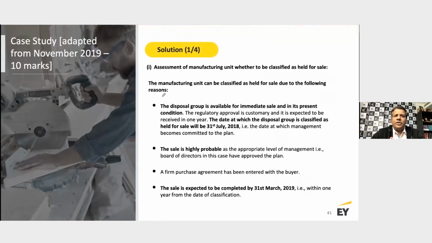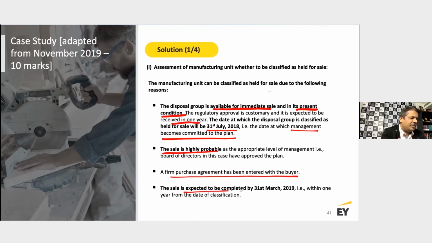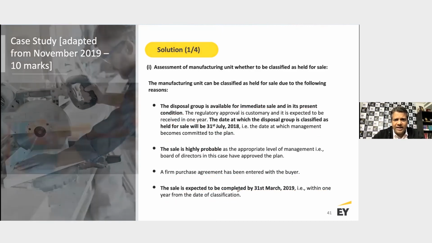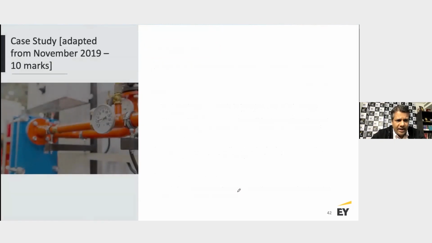Assessment of the manufacturing unit, whether to be classified as held for sale. The disposal group is available for immediate sale in its present condition. The sale is expected to be received within 1 year, so there will be 31st July at which management becomes committed to the plan. The sale is highly probable from the purchase agreement, and is expected to be completed within 1 year. So all the criteria are met, and this qualifies to be classified as held for sale.